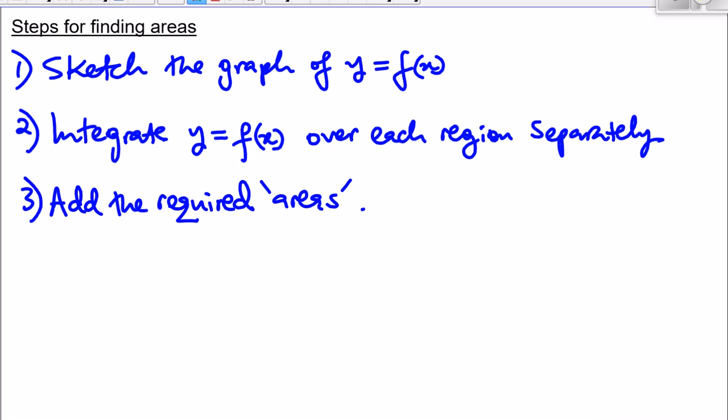Now, just summarizing all the things that we've been talking about. The steps of finding areas. One is to sketch the graph. Sketch the graph, very important. Then you integrate, and then you add the areas. You sketch, integrate, and then add the two areas. If it's just one area, then sketch, integrate, and then you have your area.